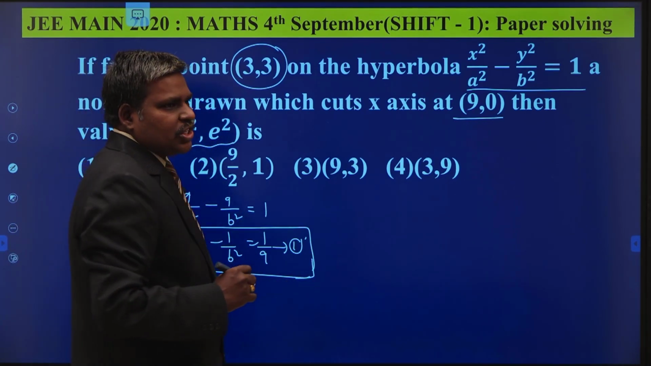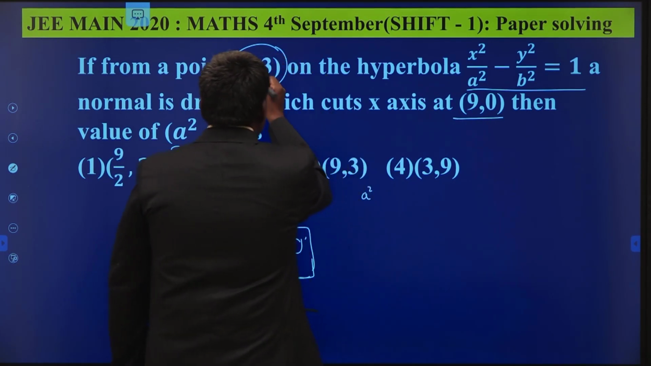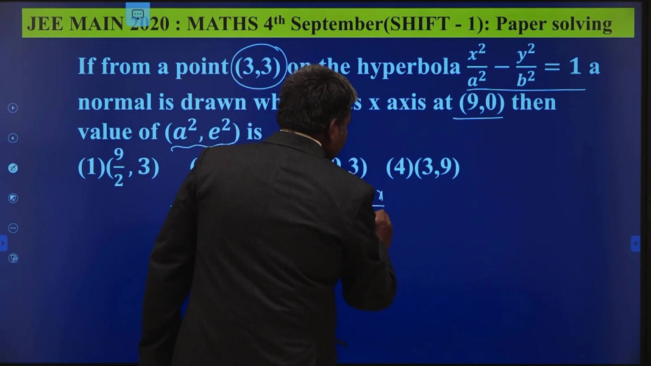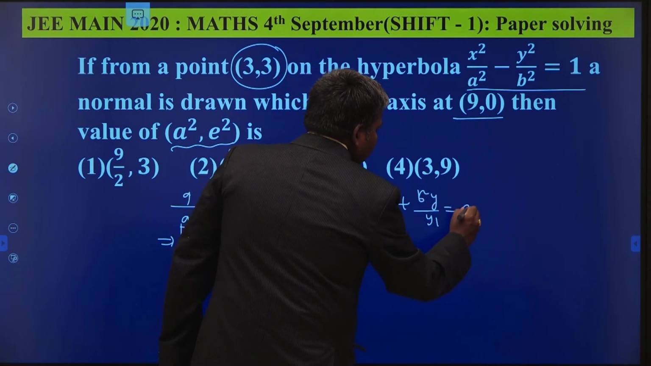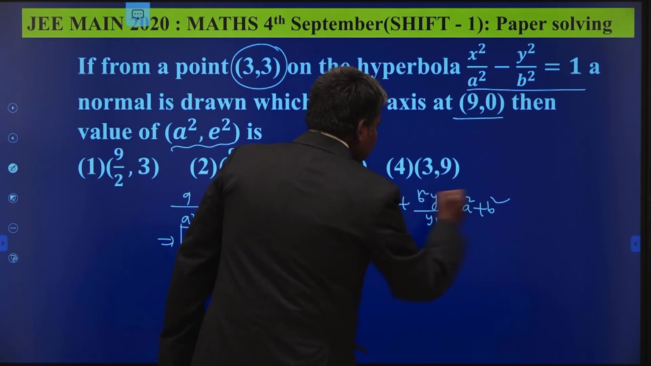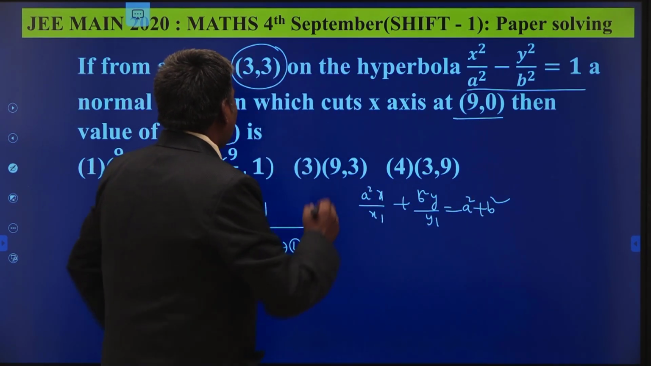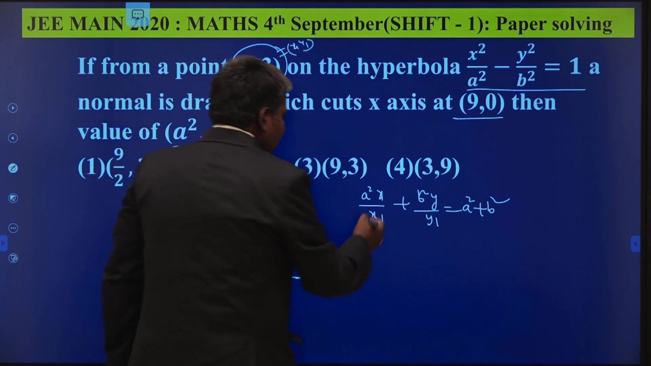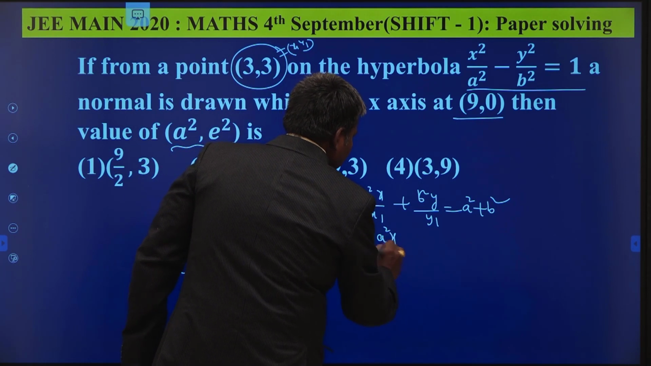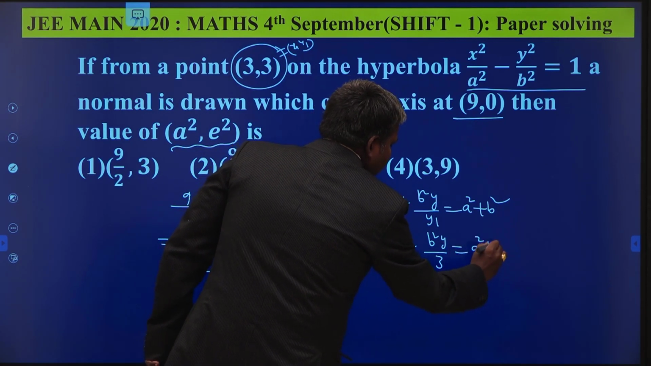What is the normal at (x1, y1) to the hyperbola? a square x by x1 plus b square y by y1 is equal to a square plus b square. This is the equation of the normal at (x1, y1) to the hyperbola. Your (x1, y1) is (3, 3). Substitute (3, 3) here: a square x by 3 plus b square y by 3 is equal to a square plus b square.